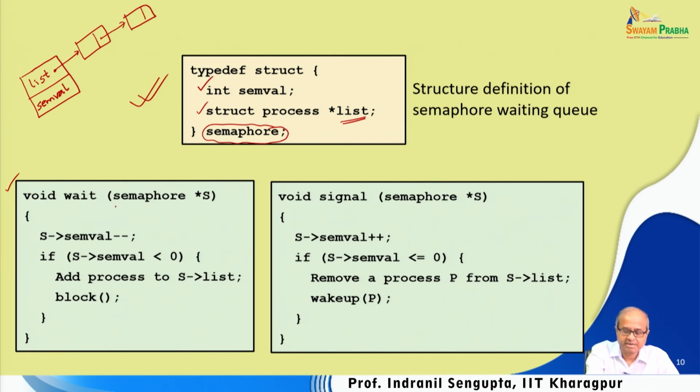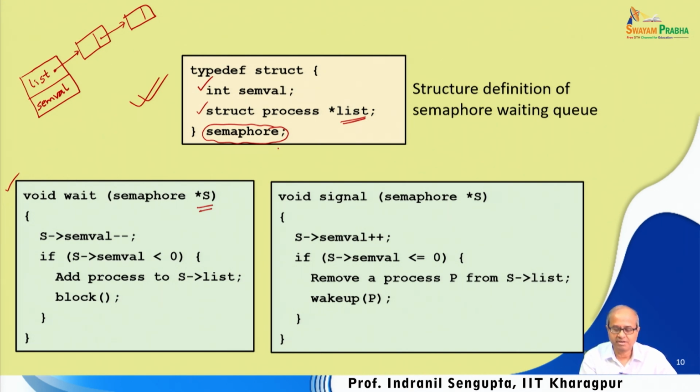Here we are saying that we are passing a parameter called s, which is a pointer. It is a pointer to s, that means the address of s, and it is of type semaphore. So, this structure definition I have already shown, that is what a semaphore is.